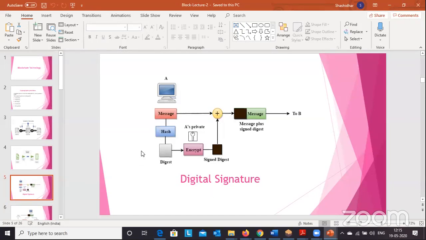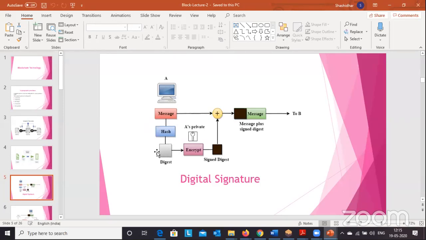Now, how to generate the signature. Here we have a sender A. If A wants to send a message M, the message will be hashed. Hash is a function which takes variable length input and produces a fixed length output. That is called hashing. For a variable length input, we get a fixed output, that is the message digest.